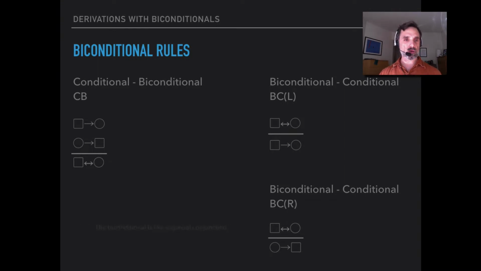But basically, we're treating the biconditional like a special conjunction. It's a conjunction of conditionals. So if you have both of the conditionals, you can infer the conjunction of conditionals. And if you have the conjunction of conditionals, you can infer each of the conditionals. So it is just a special conjunction. And those are the rules. You'll need to memorize those, but I think you'll find those quite easy to memorize compared to some of the other rules you've had to learn.